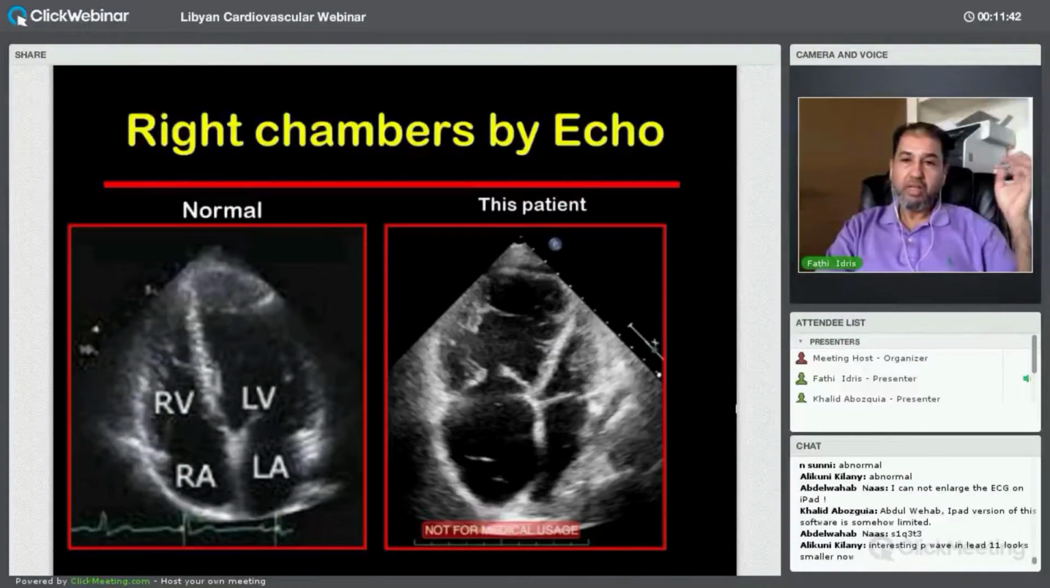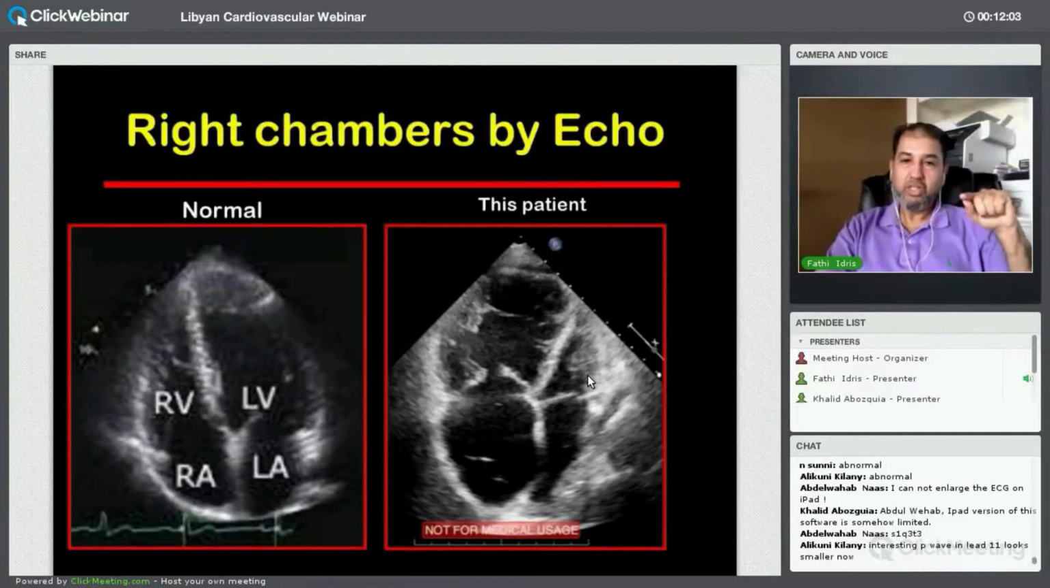So let me give you the echo of that patient. I know it's not an echo session, but just to give you the idea. On the left side, this is a normal looking echo. You see the right atrium and the right ventricle are usually smaller than the left ventricle and the left atrium. So here is the left side, and here is the right side, and you can see that's normal looking.